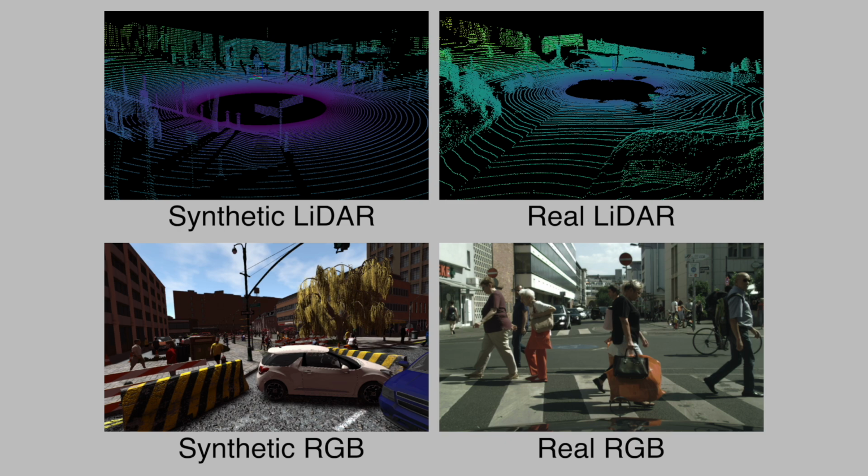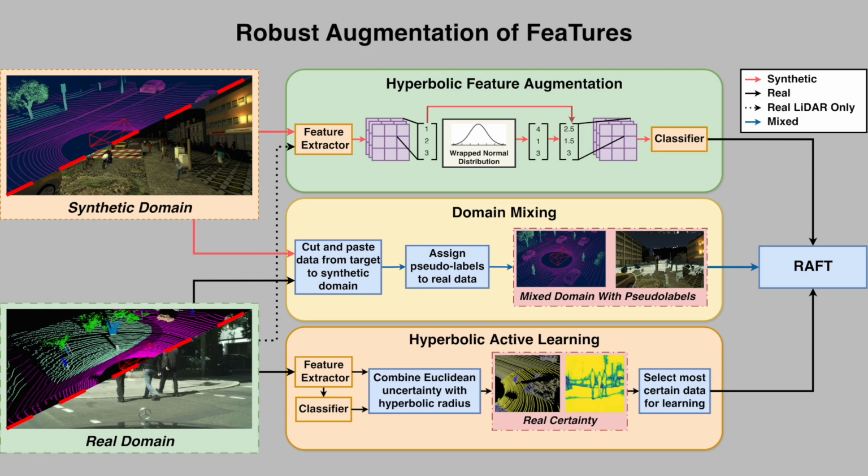Active domain adaptation helps by allowing the model to learn from a subset of a real-world dataset according to the model's own uncertainty. But uncertainty alone can overlook overconfident, rare, or atypical cases. We introduce RAFT, Robust Augmentation of Features, for both RGB and LiDAR segmentation.